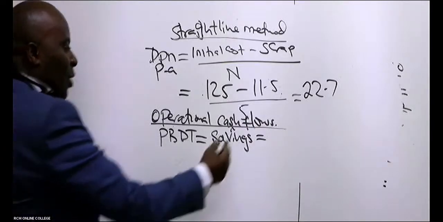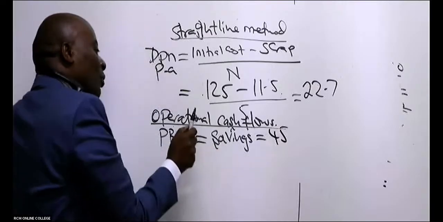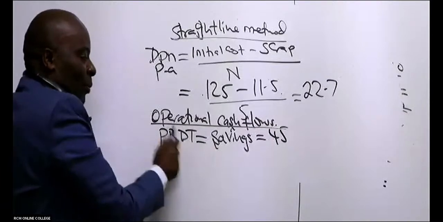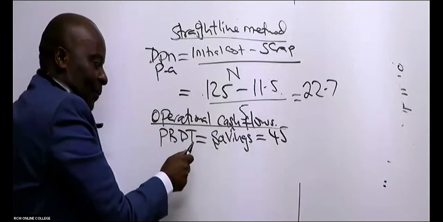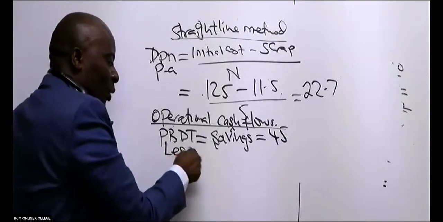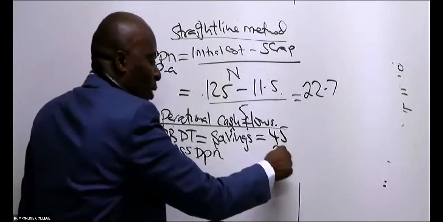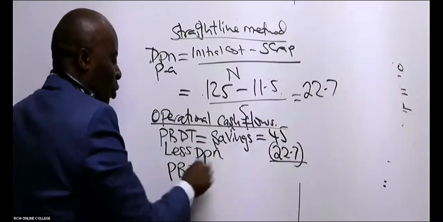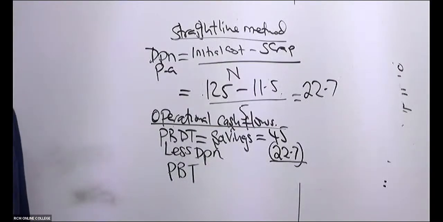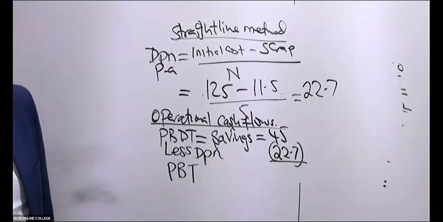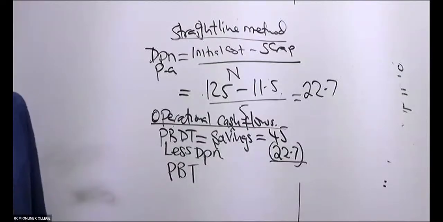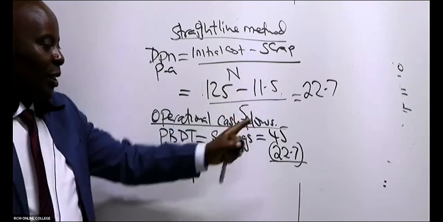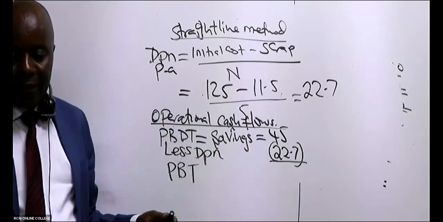So these savings, always, please listen. Whenever you hear of the word savings or contributions, know that that is an increase in profit before depreciation and tax. Now that I have that, I will come and less depreciation of 22.7. What shall I get here? We'll be able to get profit before tax. Profit before tax over how much? Because depreciation already we have gotten, right? So 45 minus 22.7.